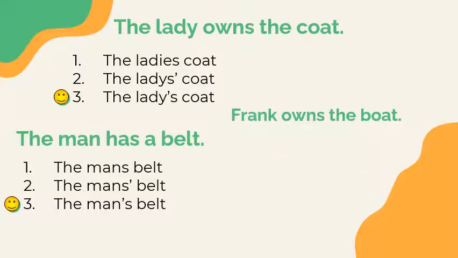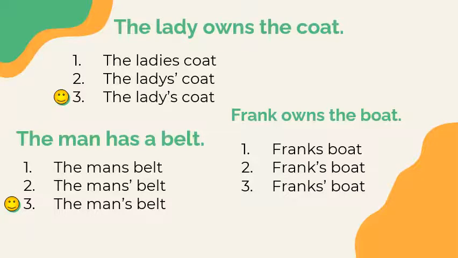Third example, Frank owns the boat. So Frank is the owner. I have to start with the Frank, and the Frank is only one boy, so it's singular. So I have to add apostrophe then s, like number two.